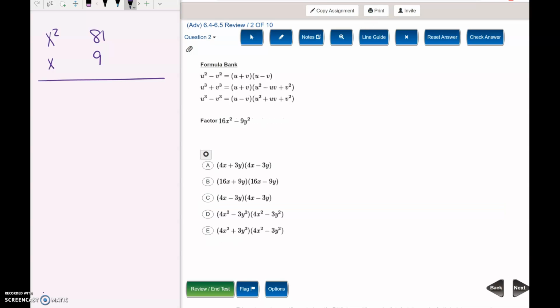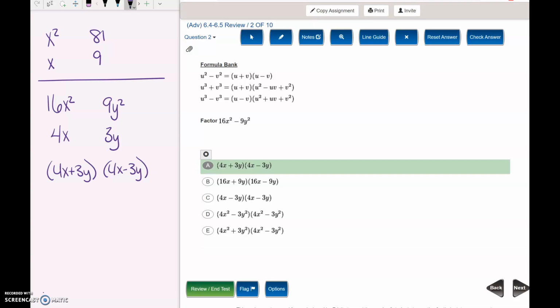This one is also difference of two squares. 16x squared is the perfect square of 4x. 9y squared is the perfect square of 3y. So 4x plus 3y and 4x minus 3y. Again, the order doesn't matter as long as it is 4x and 3y with one of them addition, one of them subtraction.